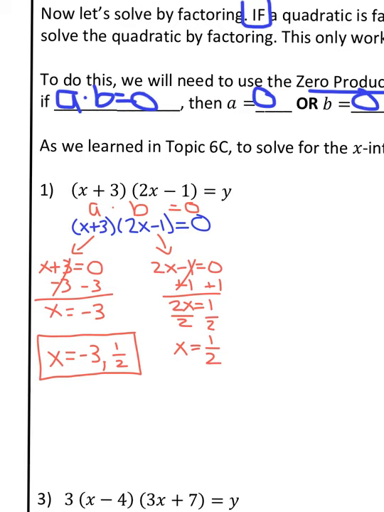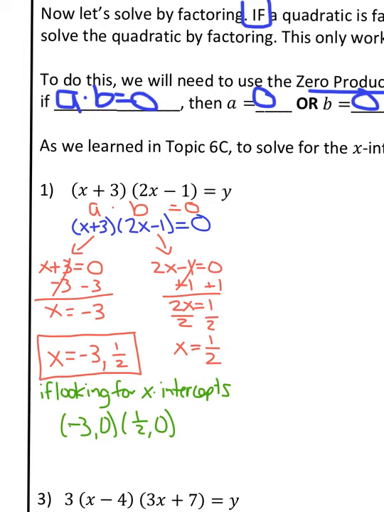If we're looking for x-intercepts, right, then the answer would be -3, 0, and 1/2, 0, right? If they were x-intercepts, we would list them as points with the zeros for the y, because we set the y here equal to 0 there. But for what we're doing now, solving, writing it with x equals is good enough.